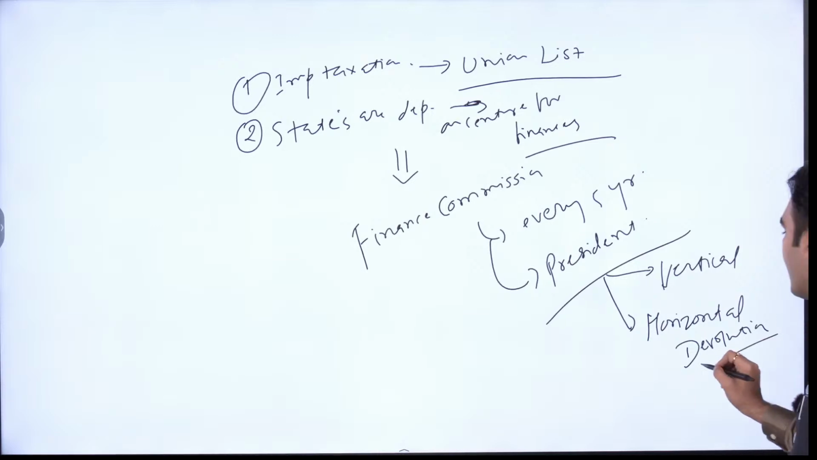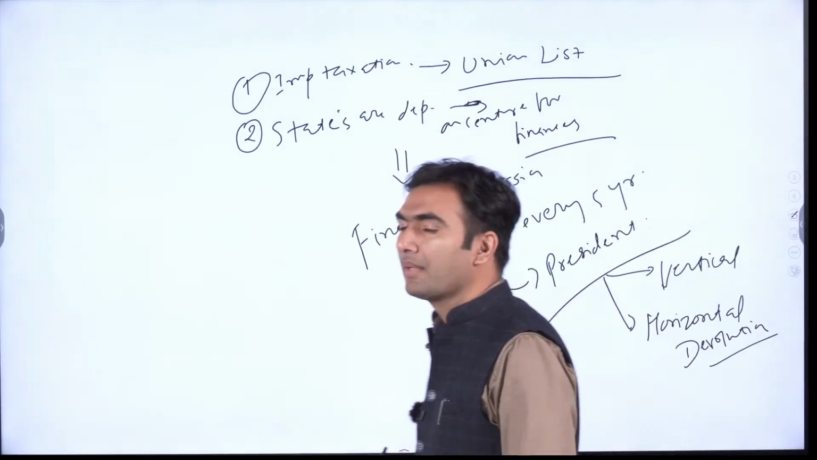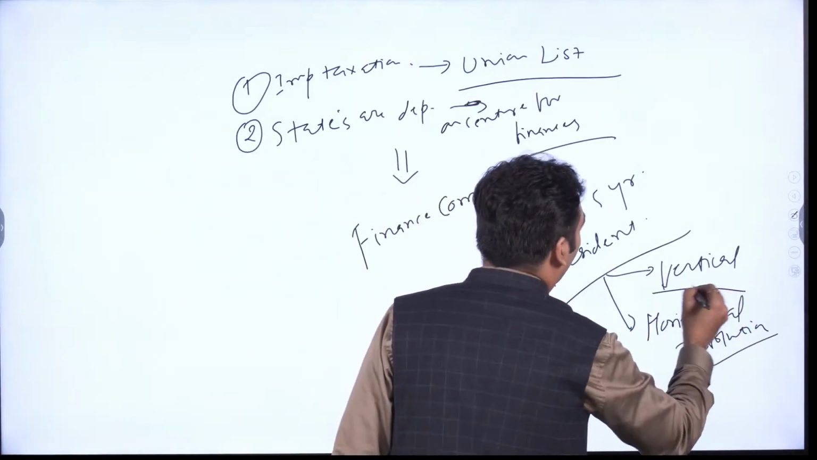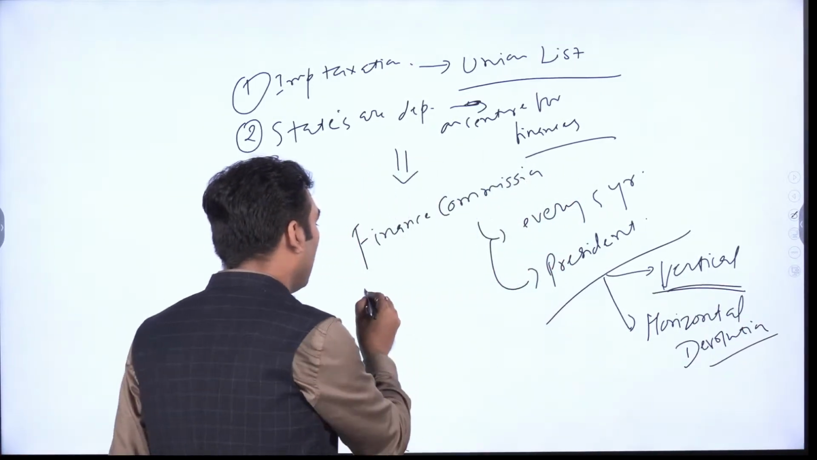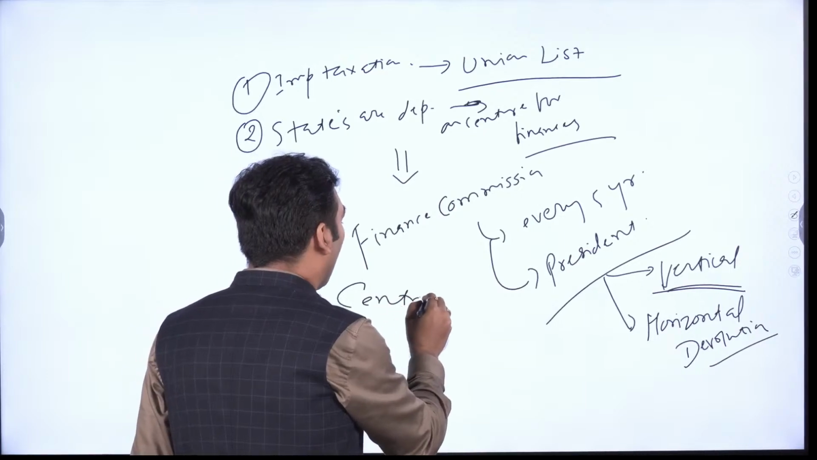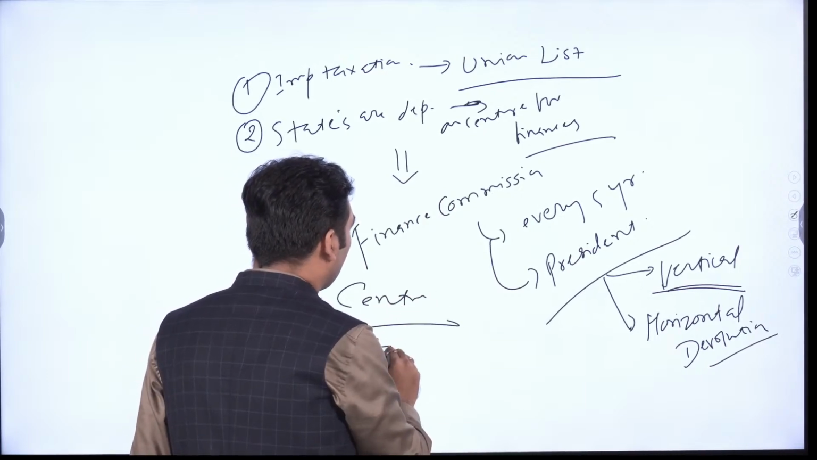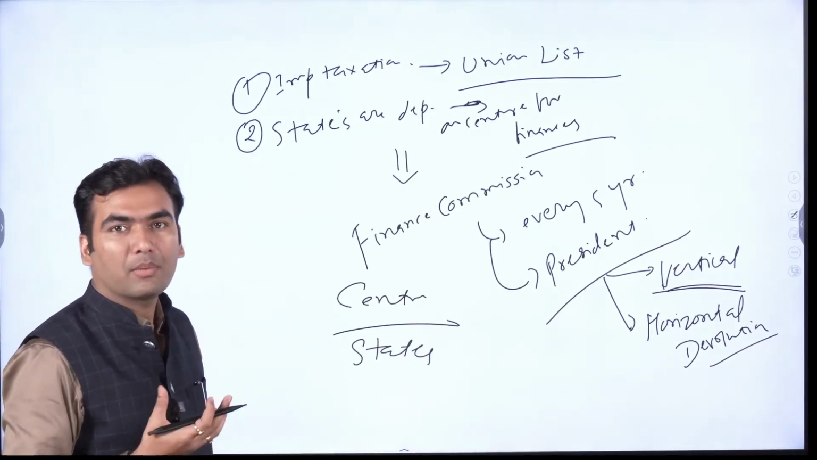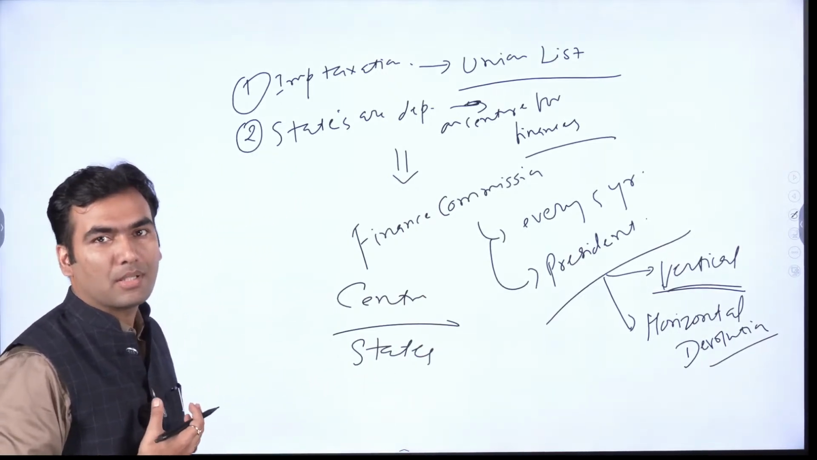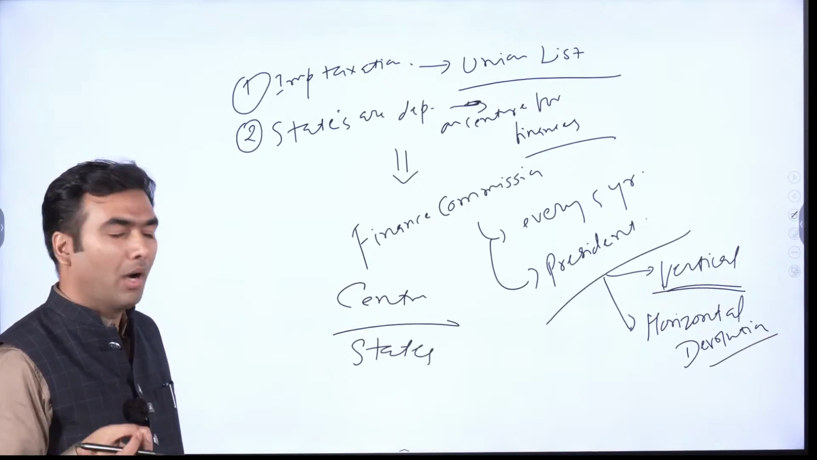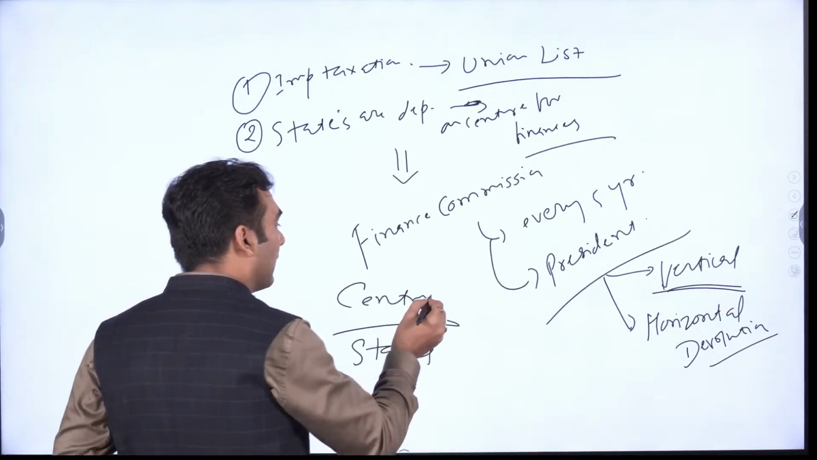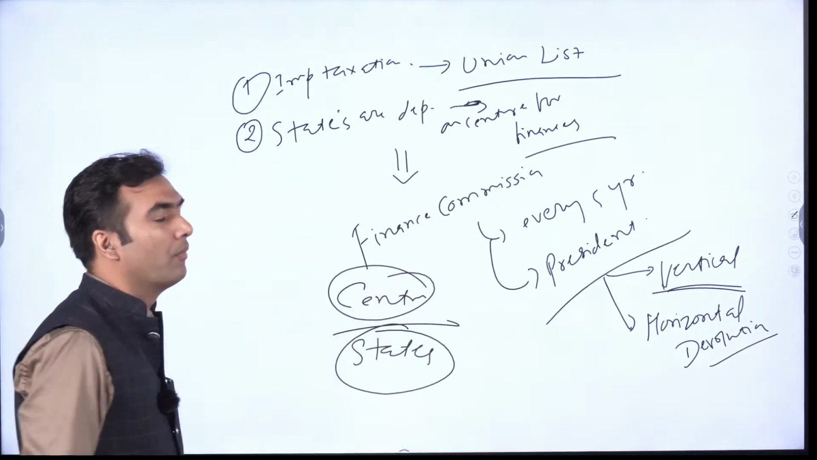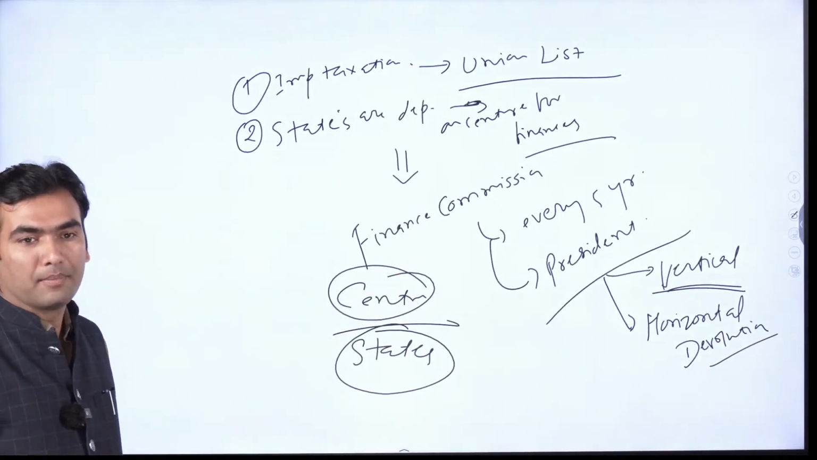Okay, so the taxes that are collected by the center. First to be decided is vertical devolution. Vertical devolution means between the center at one level and the states at another level. Obviously the center also needs some money. It's not that whatever tax is collected by the center has to go to the states. So how much money would be kept by the center and how much would go to the states? This is called vertical devolution.